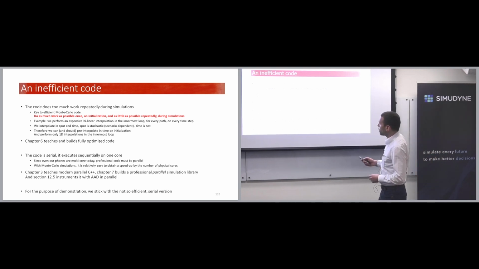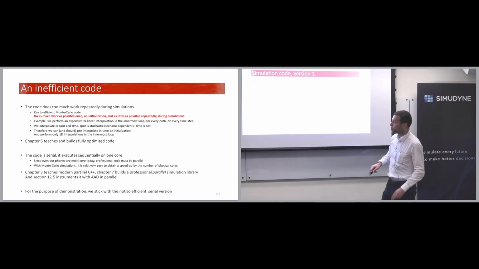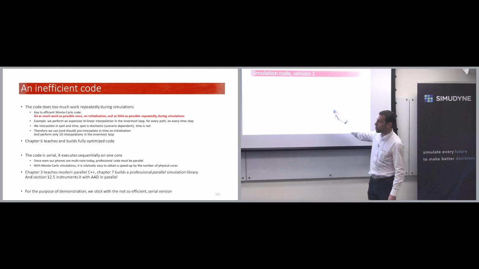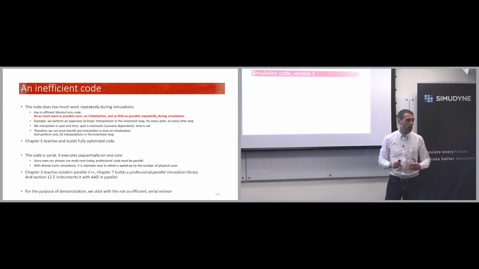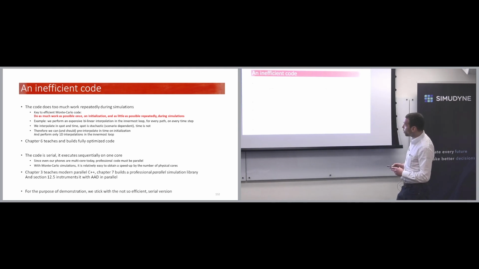For example, in this code, if you run a profiler through it, you will find that most of the time is spent in the 2D interpolator. That's obvious, right? But the 2D interpolation is not necessary here, because the only thing you interpolate in is spot and time, but only the spot is stochastic, time is deterministic. So what you should do is pre-interpolate in time, so that you do a 1D interpolation at simulation time in spot, and things like that. So you can do a lot better. Again, chapter 6 tells you how to build fully optimized code.